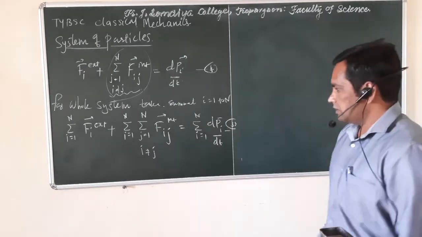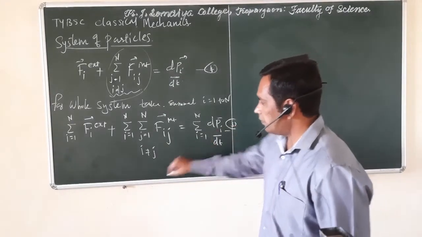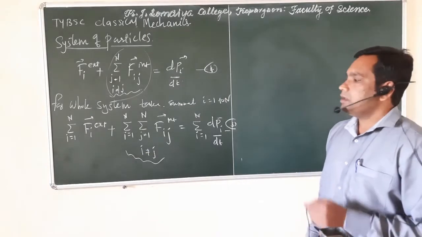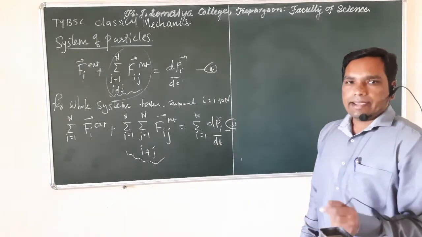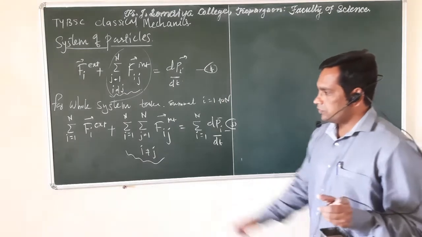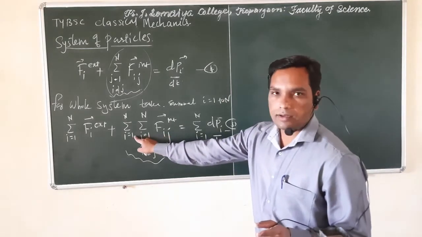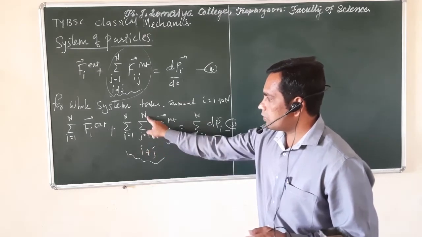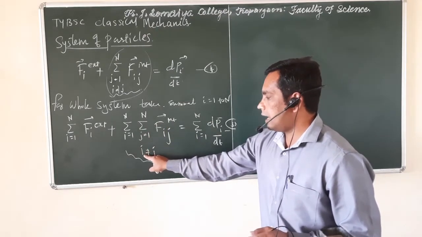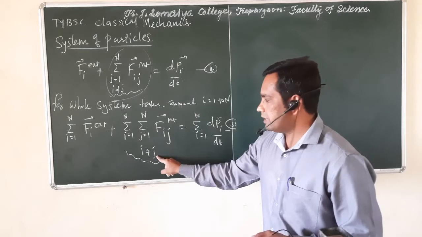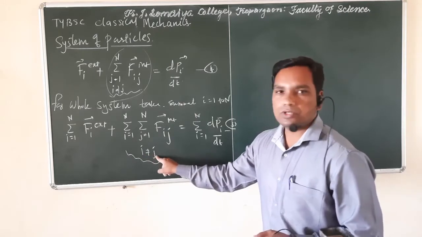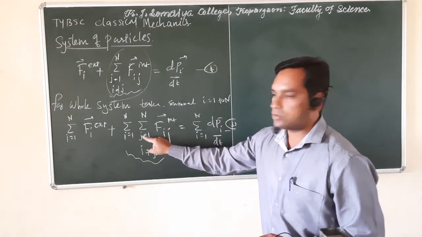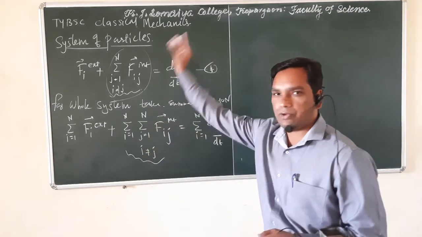Now see in equation number 5 we have this term. Now if you take i equal to 1, then for i equal to 1, j running from 1 to n excluding i not equal to j, which means 1 is not equal to j. So we are not taking the j equal to 1 term. So j starts from 2, 3, 4, 5 up to n.